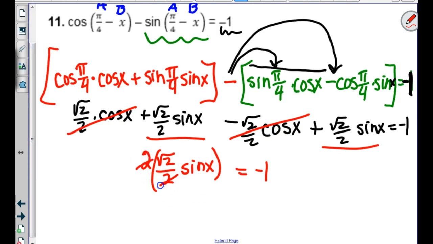Yeah, these would multiply because everything's multiplied. So we just get square root of 2 sine x equals -1. Now are we down to something I could expect you to solve? What would you have to do?